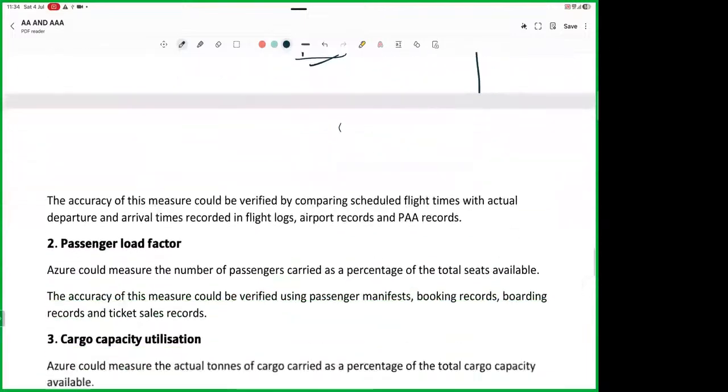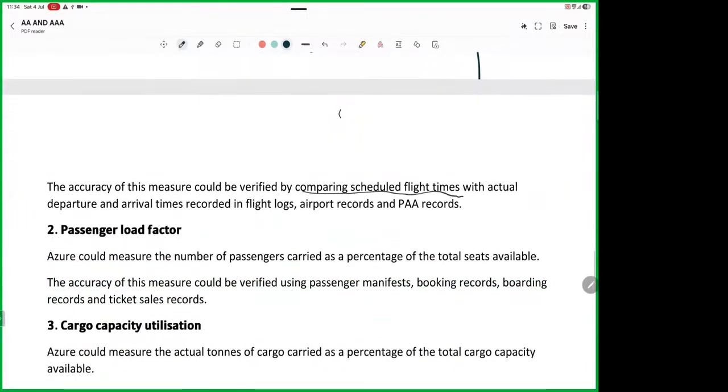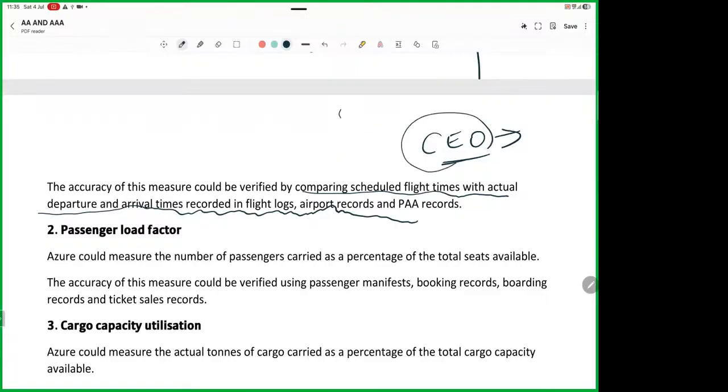The accuracy of this measure could be verified by comparing scheduled flight times with actual departure and arrival times recorded in flight logs, airport records, and PAA OTR reports. Ladies and gentlemen, have a CEO who is able to push this kind of agenda. Have a CEO who is ready to even resign if there is a very big variance of this. In 1 year, for example, you have 60% of flights missing their scheduled timings. This CEO should be able to go home.